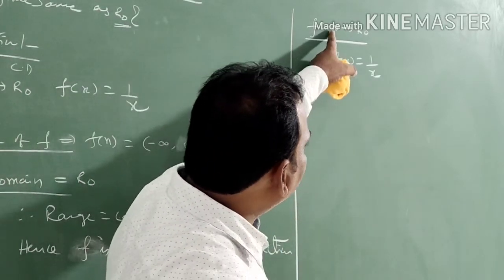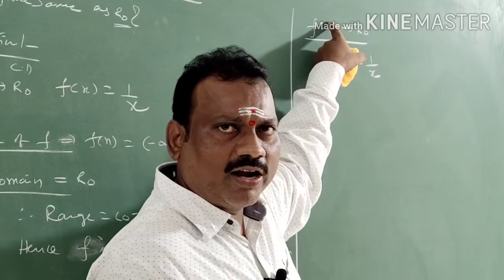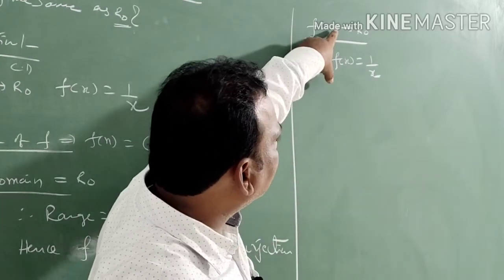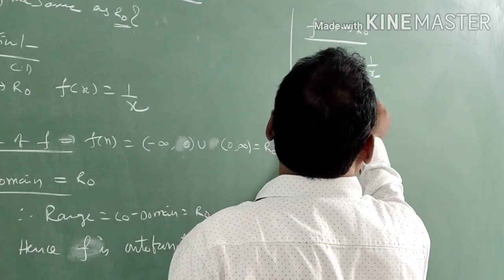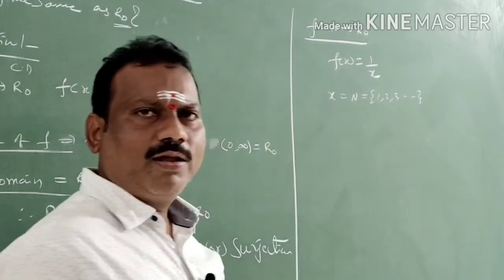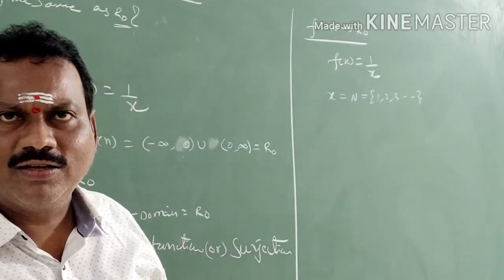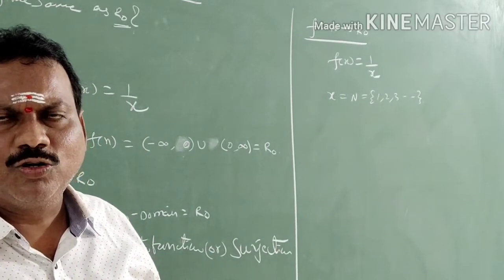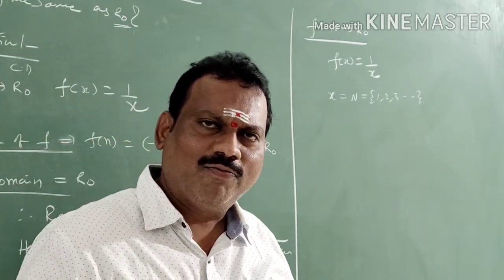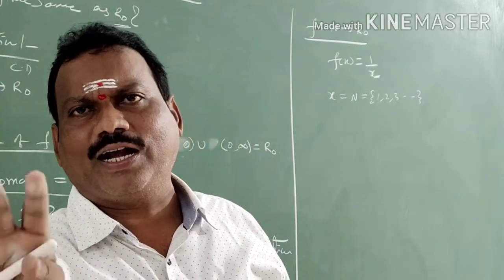Suppose N is the natural numbers. Now we are not taking real numbers. In this, what will you get? The input x value is equal to n, that is 1, 2, 3 and so on. All numbers if you substitute, you will get different outputs only, correct or not? 1 substituted gives 1 by 1. 2 gives 1 by 2, 0.5. 3 gives 1 by 3, 0.33. 4 gives 0.25. So different elements give different outputs only, you will not get the same output.